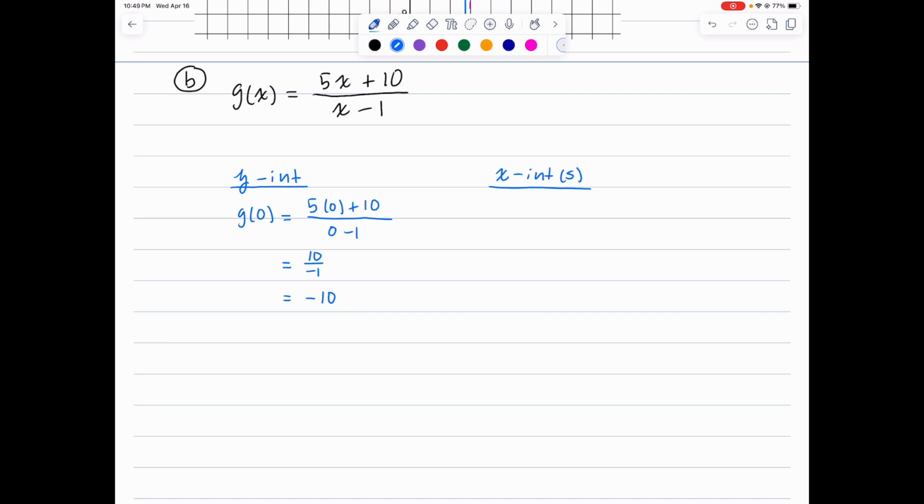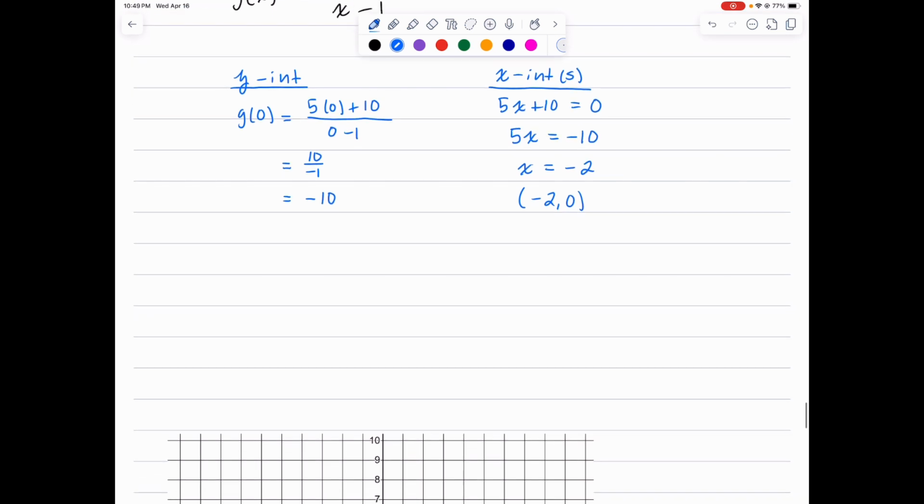We want to do our x-intercepts if there are any. So we're going to just set our numerator equal to 0. So 5x plus 10 equals 0. Subtract 10 from both sides. I get 5x equals negative 10. Divide both sides by 5, and I get x equals negative 2. So we have an x-intercept at negative 2, 0. So those are our intercepts.